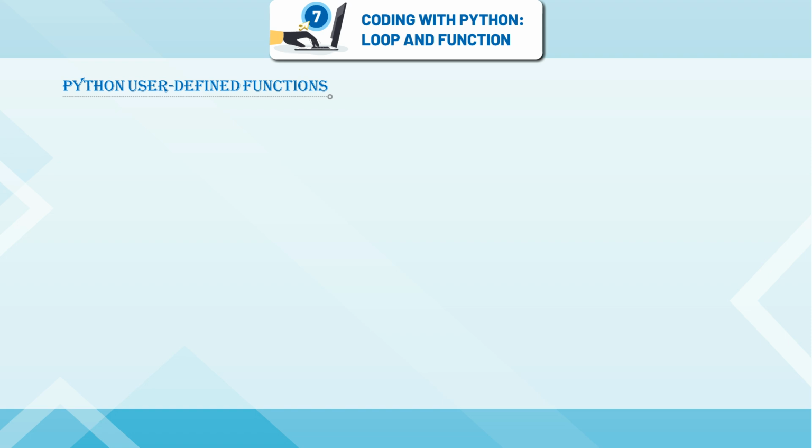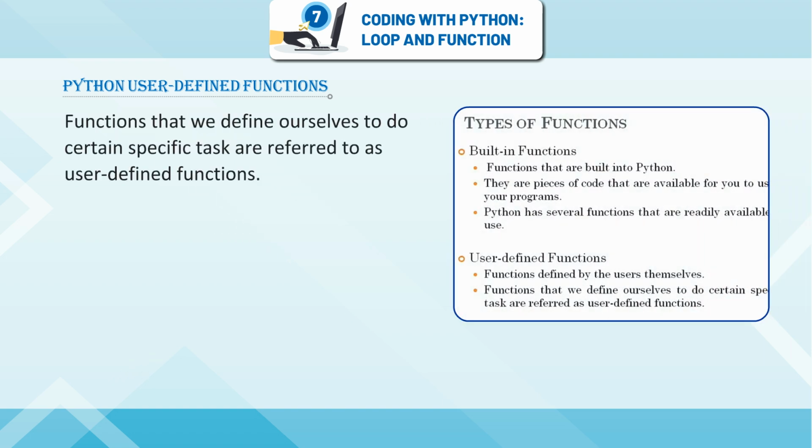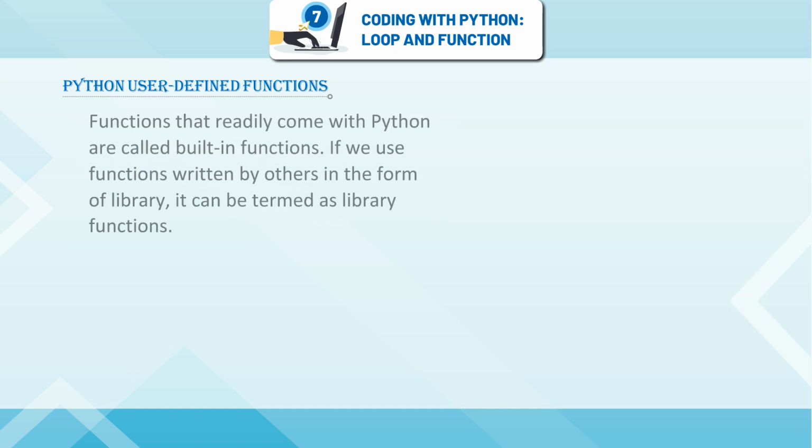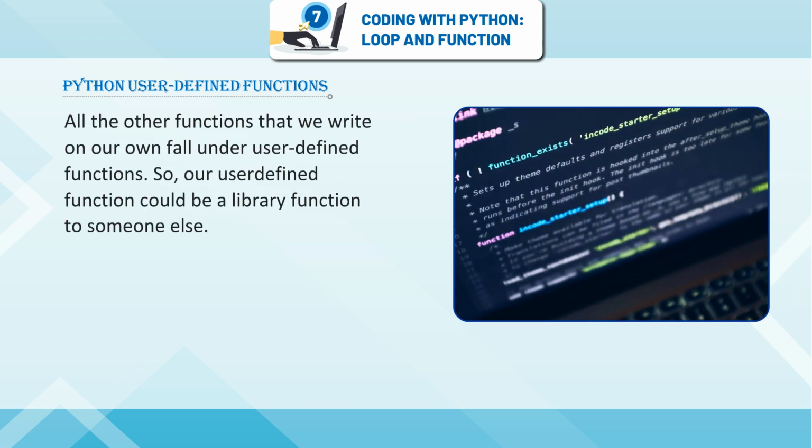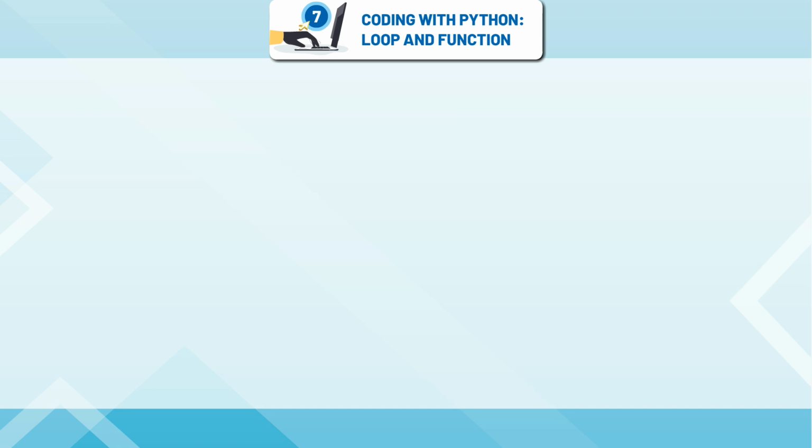Python user-defined functions. Functions that we define ourselves to do certain specific tasks are referred to as user-defined functions. Functions that readily come with Python are called built-in functions. If we use functions written by others in the form of a library, they can be termed library functions. All other functions that we write on our own fall under user-defined functions. So our user-defined function could be a library function to someone else.